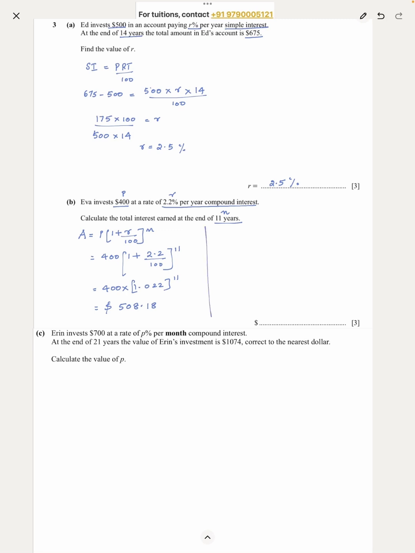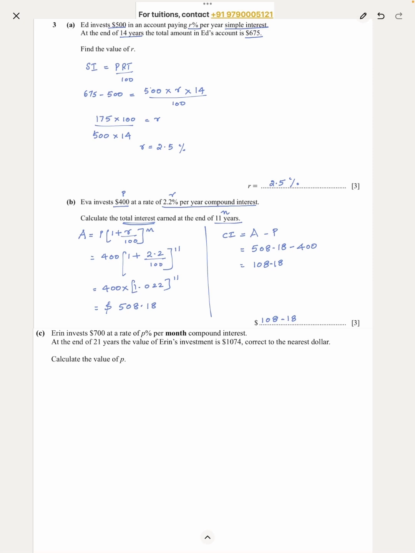Then what we want is, here we have to calculate the total interest. So I am naming this as CI because it was compounded. The interest was compounded, so we call it compound interest. So A minus P. The final maturity amount is 508.18 minus 400, which gives 108.18. So my answer is $108.18.